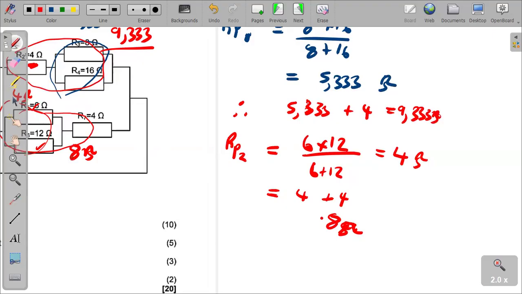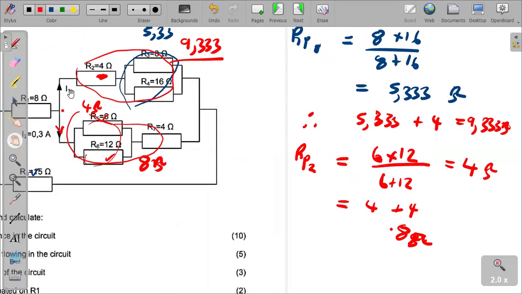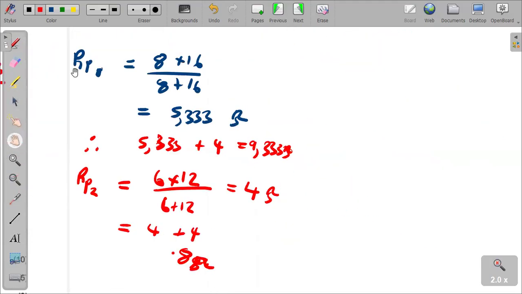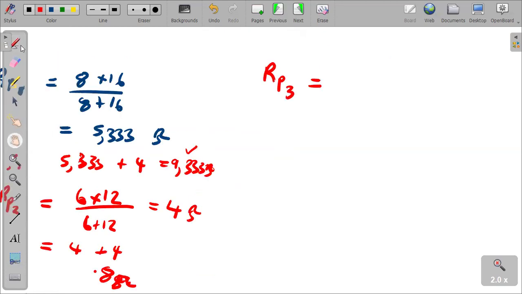Now what's happening with these two resistances, the 8 ohm and the 9.33? They are the ones that experience the divided currents I1 and I2. Therefore, the two of them are in what? In parallel. So they mark our third parallel combination, and we will label it RP3. RP3 is for 9.33 and the 8 ohm. Again, they are just two, so product over sum again.